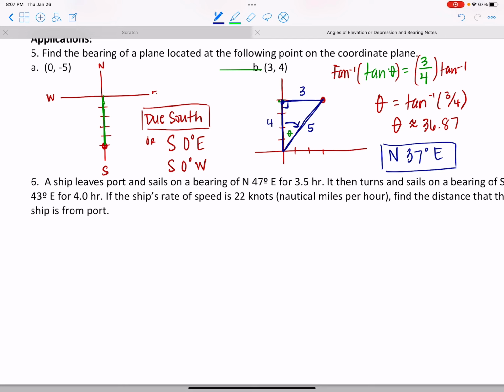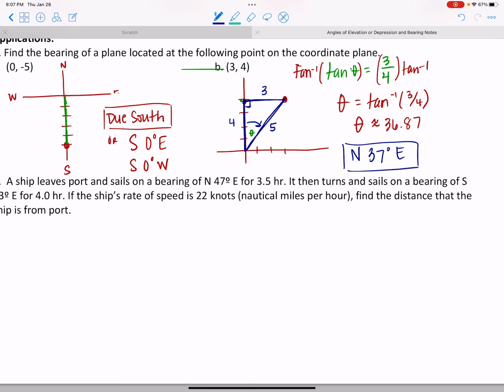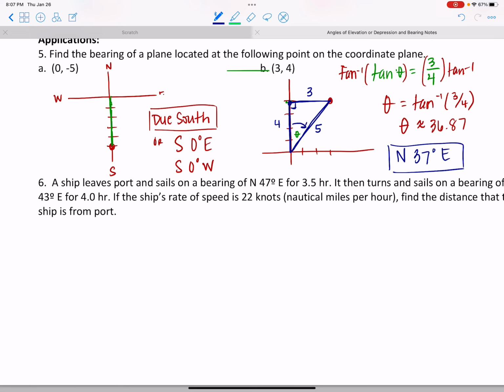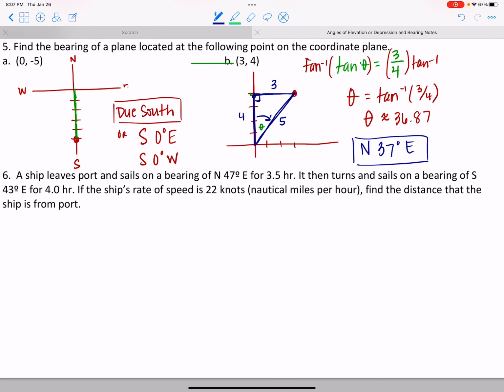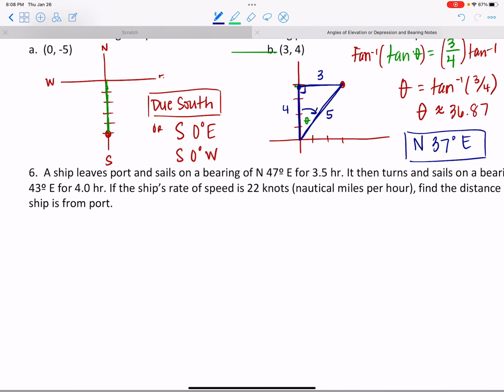Now, it's pretty similar to the others. So, a ship leaves port and sails on a bearing of north 47 degrees east for 3.5 hours. It then turns and sails on a bearing of south 43 degrees east for 4 hours. If the ship's rate of speed is 22 knots, which is just nautical miles per hour, find the distance that the ship is from port.